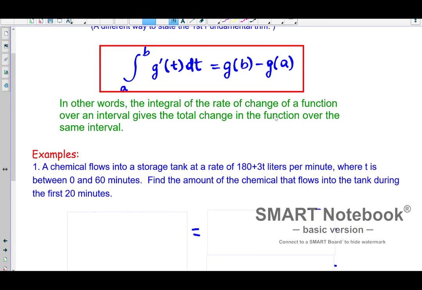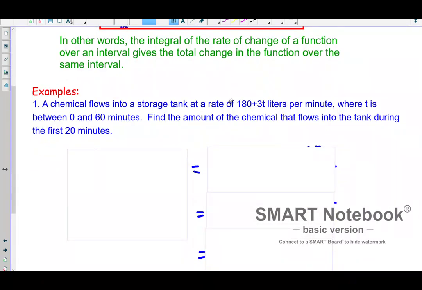Okay. So for example, a chemical flows into a storage tank at a rate of 180 plus 3t liters per minute, where t is between 0 and 60 minutes. Find the amount of chemical that flows into the tank during the first 20 minutes. So this is a typical application of the net change theorem. You know the rate of change of something in liters per minute. And you're going to integrate it over the given region from 0 to 20 to find the total amount of liquid or chemical that flowed into the container during that time period.